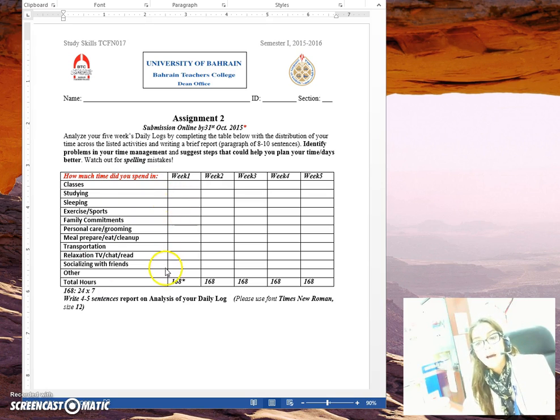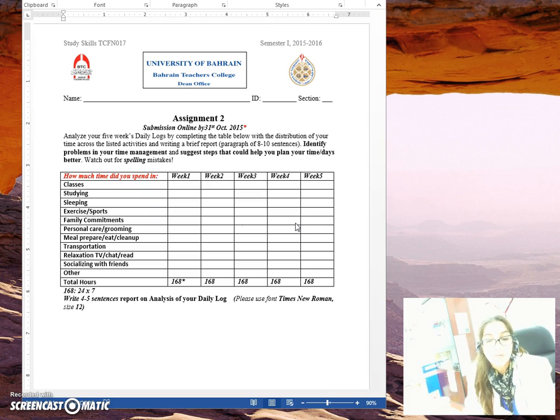Let's see how many hours out of 168 you spend in classes, studying, sleeping, exercising, family, personal, meal time, transportation, etc. This is what you put for each week. After you have completed this table, you're going to study how much time you took in each activity, and are there any changes across 5 weeks? Does some activity reduce the number of hours, or does some activity increase in the number of hours?